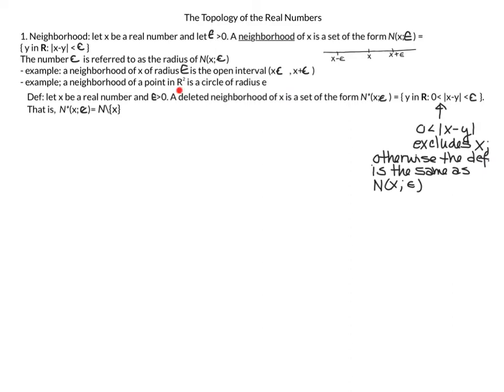Next, we have the definition of a deleted neighborhood. So x is a real number, and we have epsilon greater than 0. A deleted neighborhood of x is the set of the form, and we denote this with an asterisk, all y in the real numbers such that the distance between x and y is between 0 and epsilon. In effect, this 0 excludes the possibility of including x. So the deleted neighborhood of x is the same neighborhood as before, except now we're excluding x. It's the neighborhood with the relative complement of the set {x}.